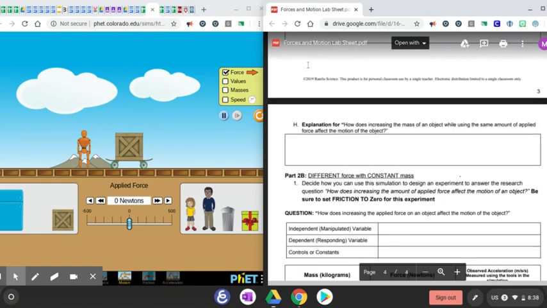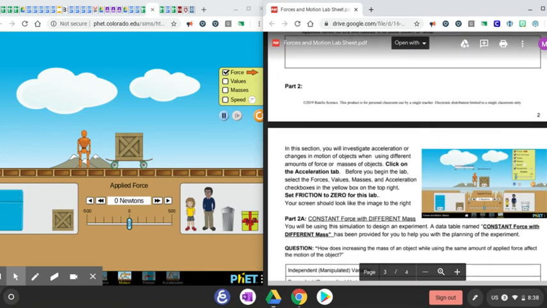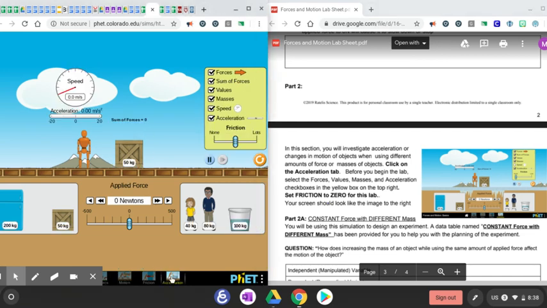For part 2, you're using the acceleration tab. I should have told you that earlier. So you're not on this anymore. You're down here, the acceleration tab. And you can check that all of this is checked to make sure friction is set at 0.